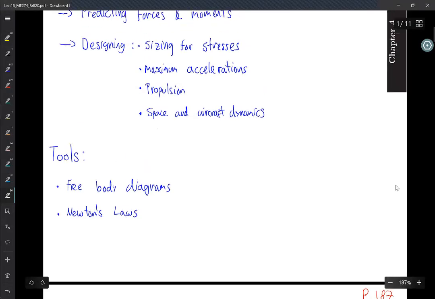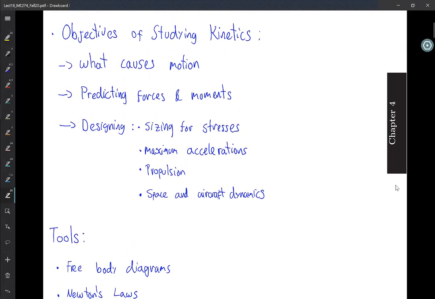Today, we're going to continue the study of kinetics. And I want to make a point again on why we study kinetics. We do this because we want to know what's causing motion, right? So in chapters 2 and 3, we look at motion, kinematics.